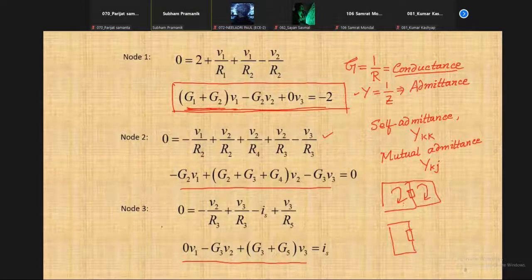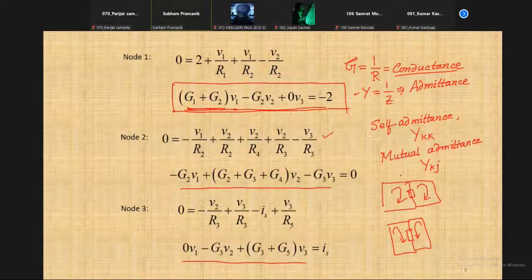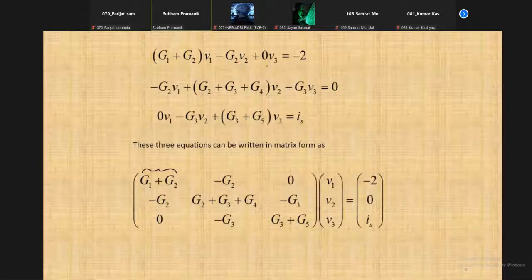But in case of node analysis, you need to remember this. You compare the node analysis inspection with the inspection method of mesh analysis. Here, mutual admittance terms are always negative. That's the difference. Otherwise, you can see all of them are the same. See, G1 plus G2, that's the self admittance, multiplied by V1, minus G2 into V2. Because remember, R2 was the resistance between node 1 and node 2, and 0 multiplied by V3.